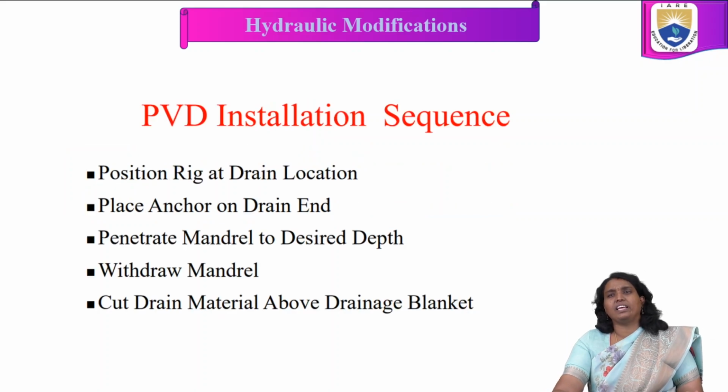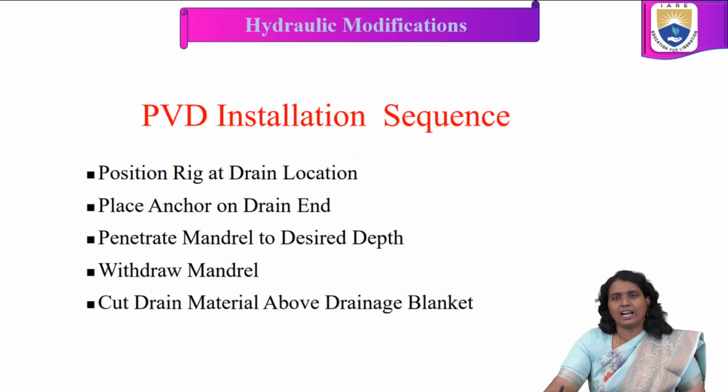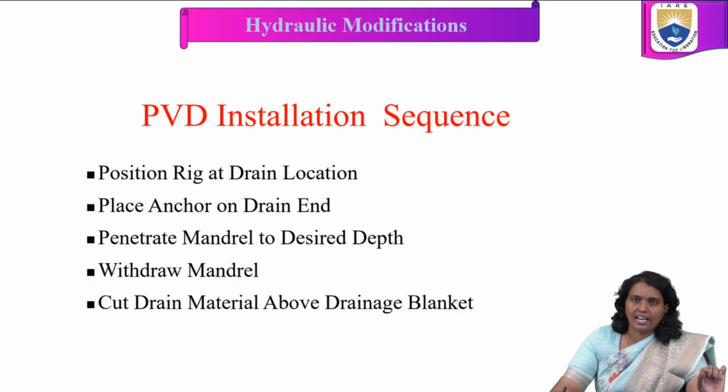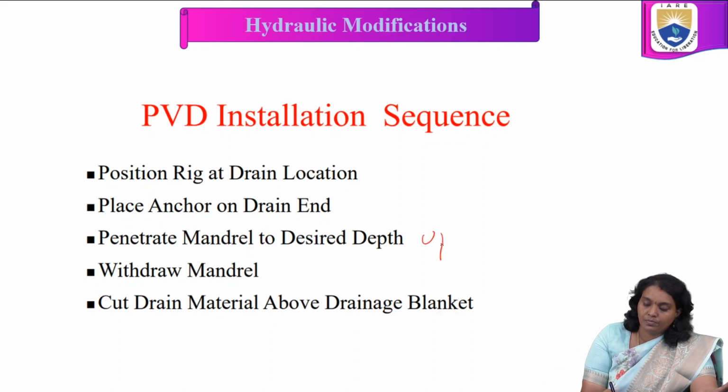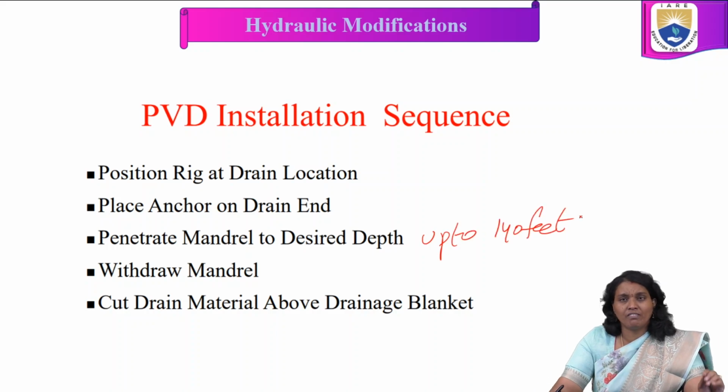So the PVD installation sequence is as follows. Position the rig at the drain location, place the anchor on the drain end, and penetrate the mandrel to the desired depth, up to 140 feet. Then withdraw the mandrel and cut the drain material above the drainage blanket. This is the sequence we follow for the PVD installation.